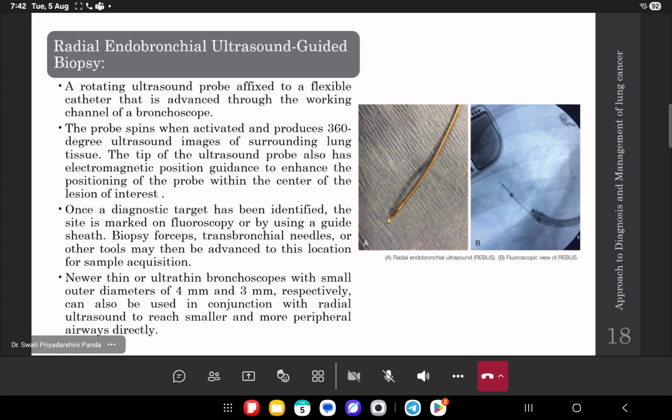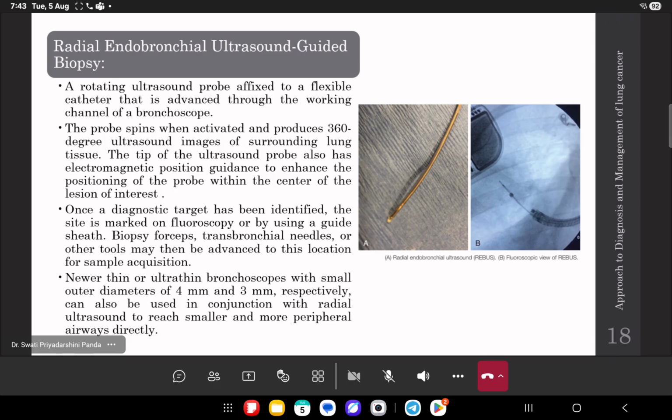Radial endobronchial ultrasound guided biopsy. A rotating ultrasound probe is affixed to a flexible catheter that is advanced through the working channel of the bronchoscope. The probe spins when activated and produces 360-degree ultrasound images of surrounding lung tissue. The tip of the ultrasound probe also has electromagnetic position guidance to enhance the positioning of the probe within the center of the lesion of interest.